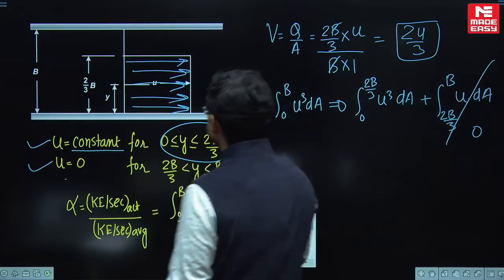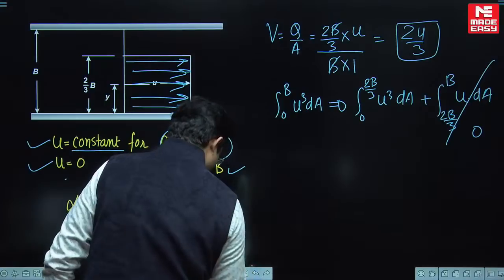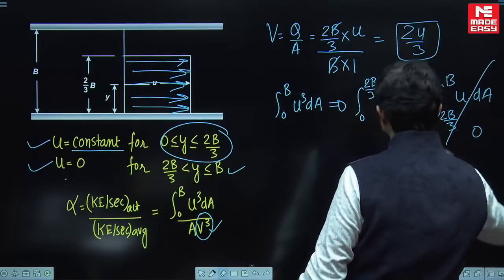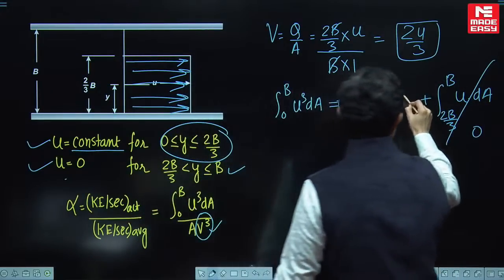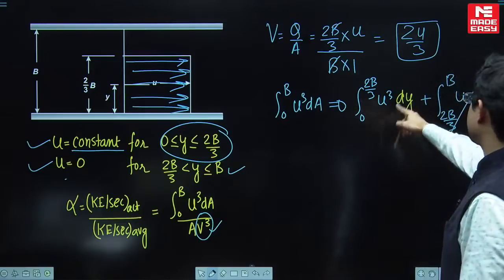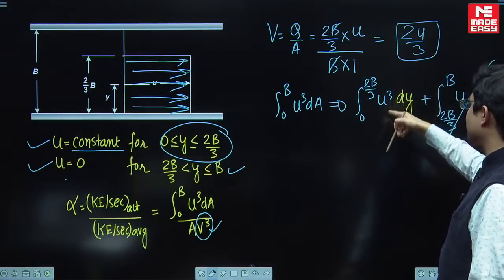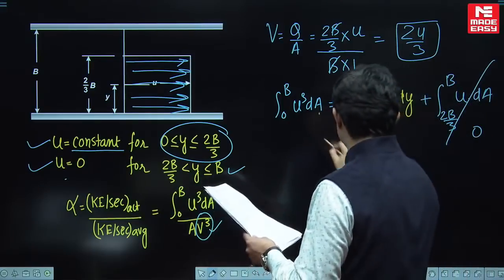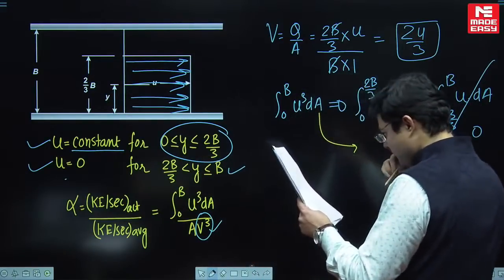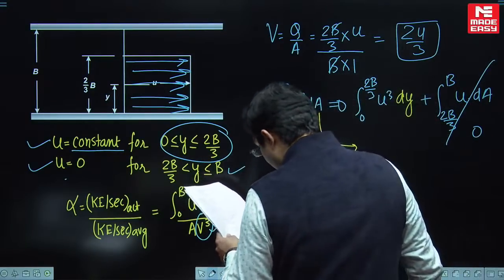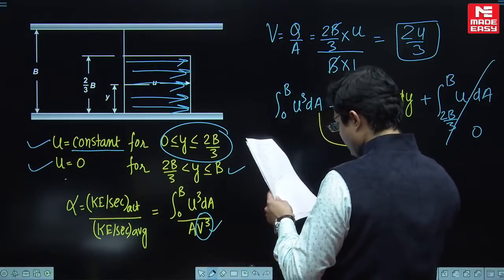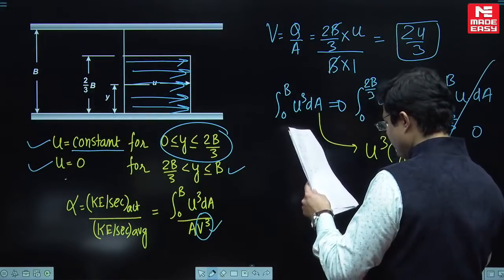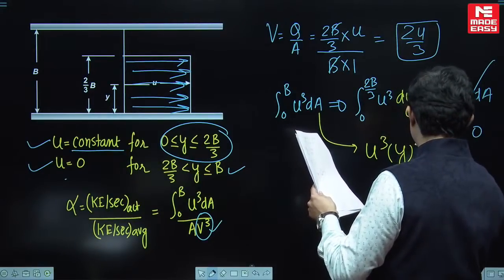1, because yes, very good, come on guys. So therefore this is 0 only, so this is dy. So integration will be y, and when you put the limit, u is a constant, can be taken outside, so integration will happen. So this value will come out to be u cube y, and limits will be from 0 to 2b by 3.